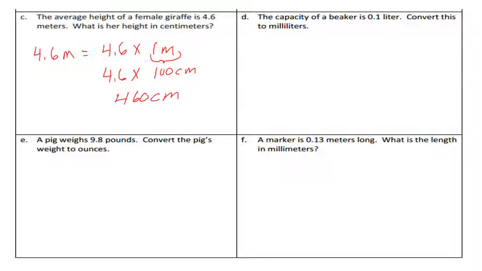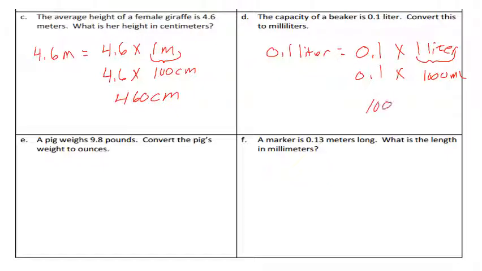Under D, we have 0.1 liter, which equals 0.1 times 1 liter. And we're converting to milliliters, so I know there are 1,000 milliliters in 1 liter times 0.1. And we know multiplying by 1,000 is going to move 3 place values, so we'd end up with 100 milliliters.